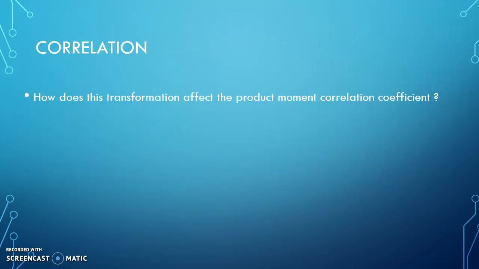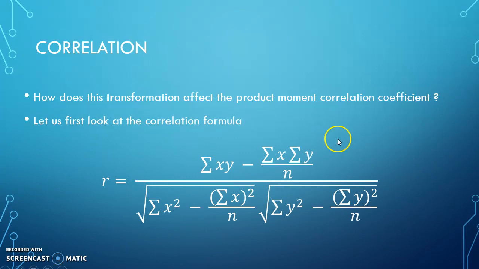Now, how does this transformation affect the product moment correlation coefficient? That's the main question we are looking at. So before we start, let's take a look at the correlation formula that you normally use in IEL or Excel. We have the numerator part over here and the denominator part over here. Here we're only looking at the influence of changes in the X data only. We're not looking at the Y data at all.